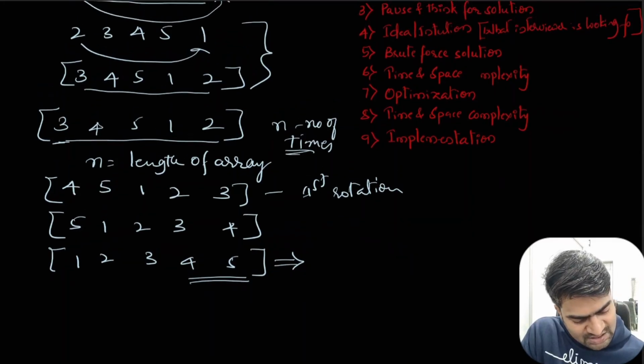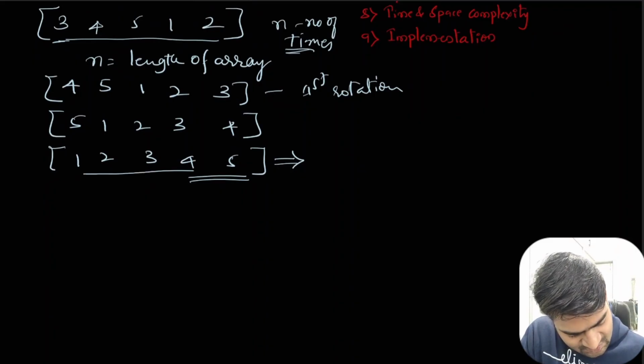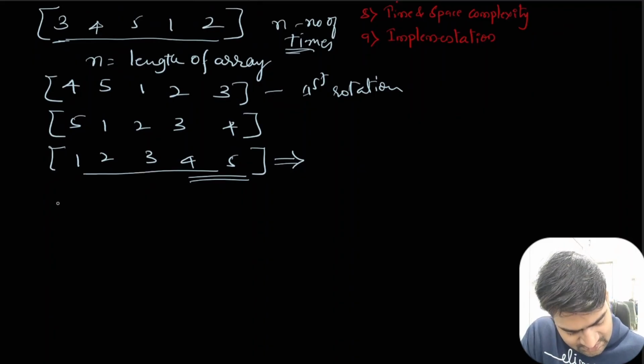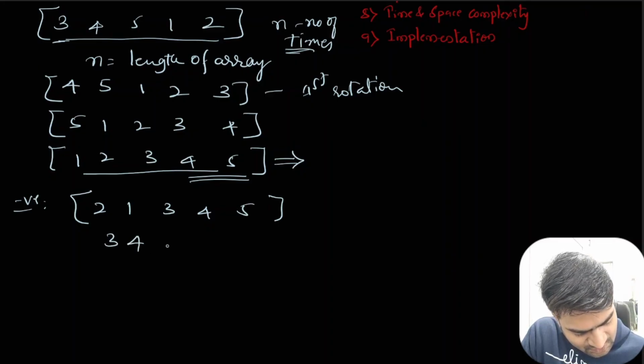Now assume my array is not sorted. So this is my sorted array, so I will change the order a little bit in this one only. This is our negative case. So what I will do, I will take 2 at the first and then 3, 4, 5. Then I'll rotate it 2 times. Okay, so maybe 2 I'll push, then 1. So it becomes 3, 4, 5, then 2 and then 1.